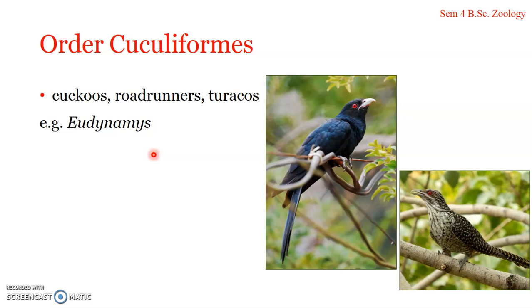Instead, they lay their eggs in the nest of other birds. And this kind of parasitism is known as brood parasitism, BROOD. Okay, brood parasitism. The particular order includes cuckoos, roadrunners, turacos, and Eudynamys as an example, which is the Asian koel. Okay, so I hope it is clear to you.